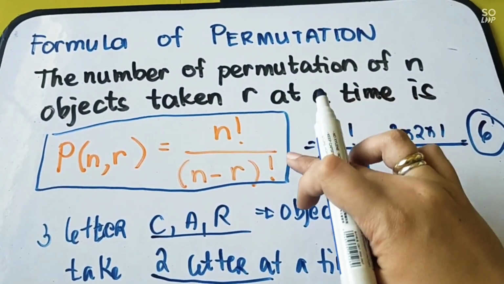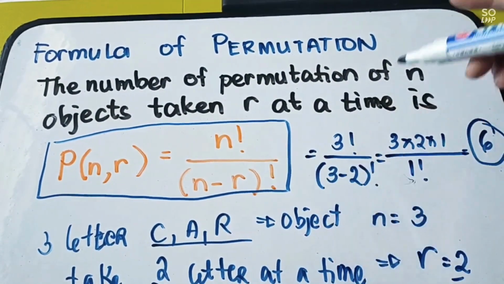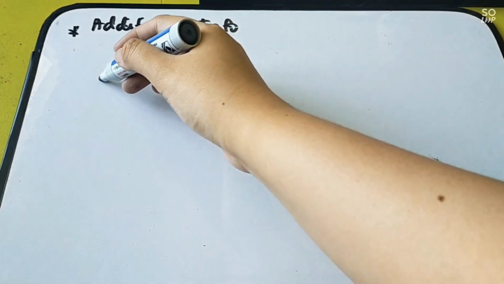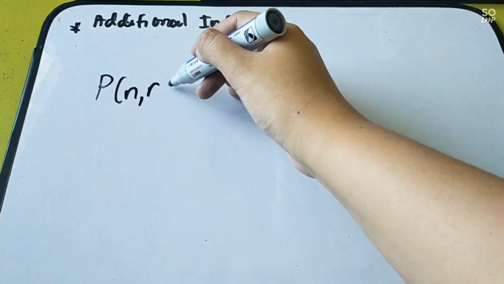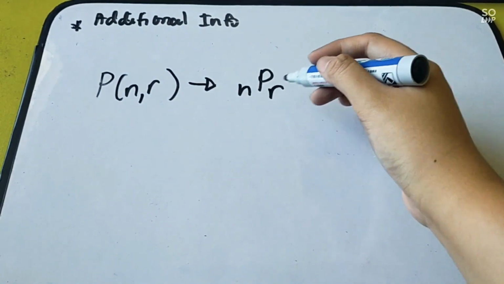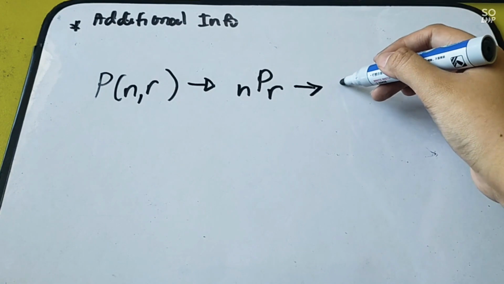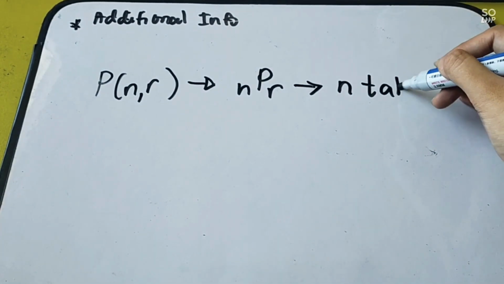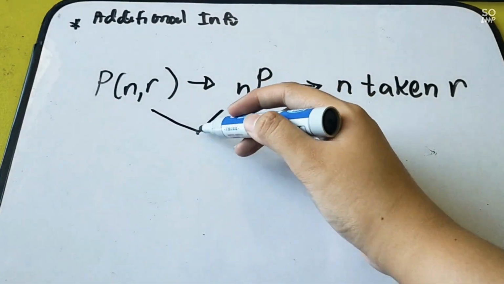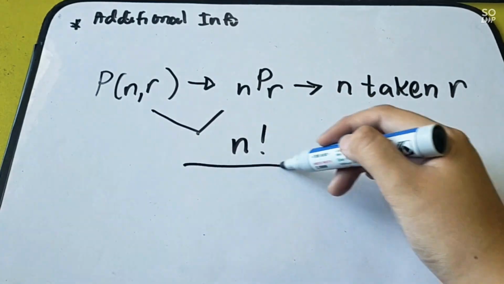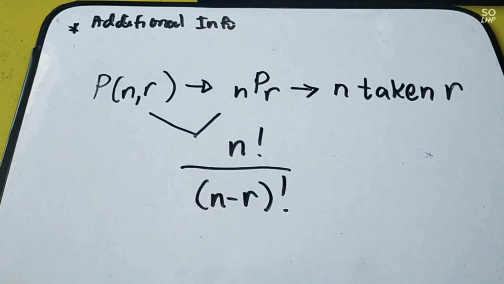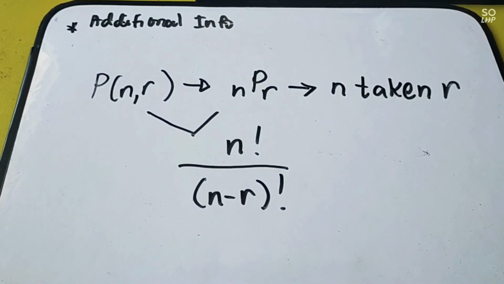N factorial over n minus r factorial for the permutation. For more information, we have P(n,r). This can be written also as nPr, and we can read these as n taken r. So, clear? The formula of these is n factorial over n minus r factorial. Okay? Now, let us evaluate permutations.